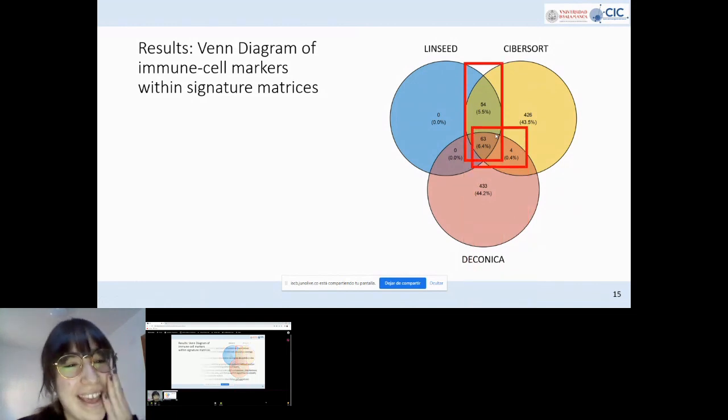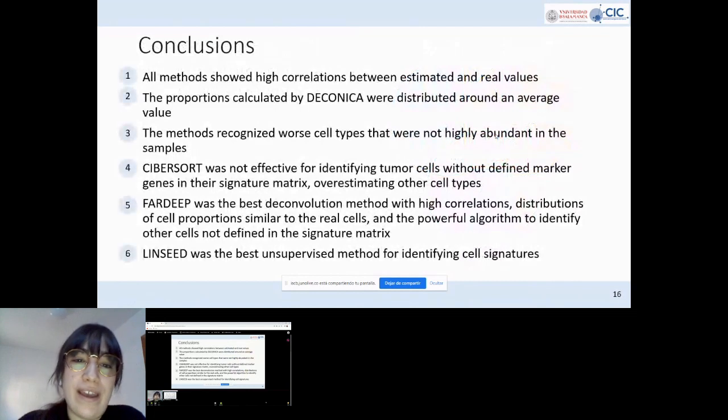As final conclusions, all methods showed high correlations between estimated and real values. The proportions calculated by deCONICA were distributed around an average value. The methods recognized worse the cell types that were not highly abundant in the samples. Cibersort was not effective for identifying tumor cells without defined marker genes in their signature matrix, overestimating other cell types. FARDIP was the best deconvolution method, with high correlations, a distribution of cell proportions similar to the real cells, and a powerful tool to identify other cell types not defined in the signatures. And finally, Linset was the best unsupervised method for identifying cell signatures.